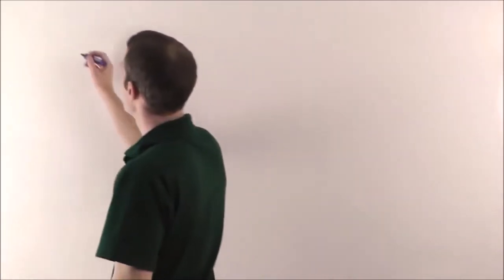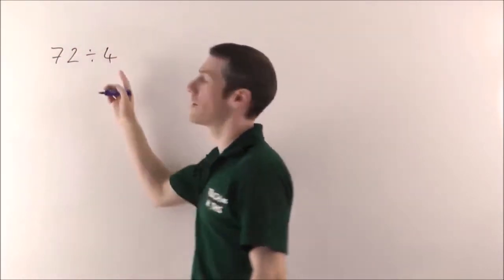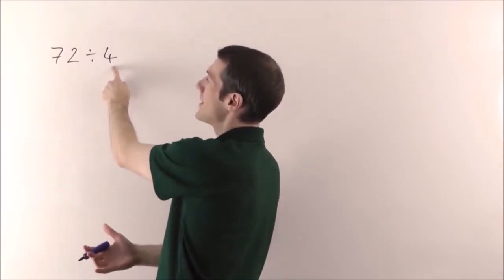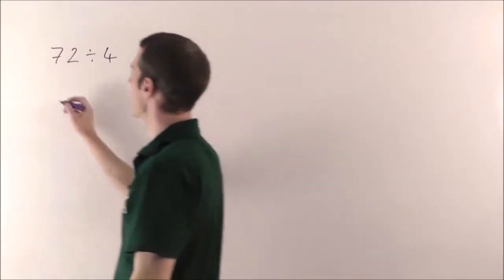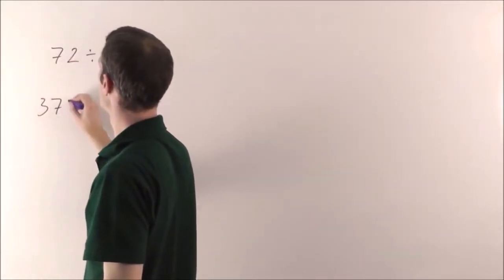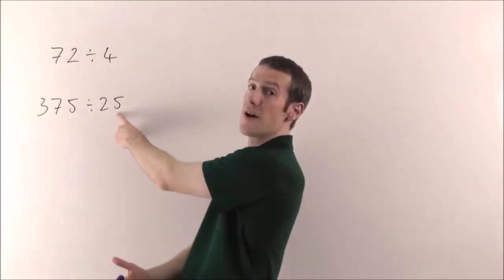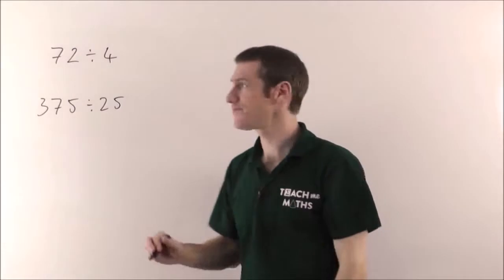So if you've got a number like 72, let's say, and you're dividing it by 4, if the number you're dividing by, the 4 in this case, is a single digit, that's called short division. However, if you're dividing by a number that's got more than one digit, like the 25 here, then that's called long division. So that's how you can tell the two apart.